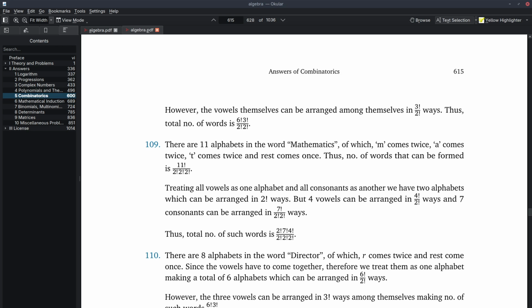Now treating all vowels as one alphabet and all consonants as another, we have 2 alphabets which can be arranged in 2 factorial ways. But the 4 vowels can be arranged in 4 factorial by 2 factorial ways, and the 7 consonants can be arranged in 7 factorial by 2 factorial multiplied by 2 factorial ways. So the total number of required words is 2 factorial multiplied by 7 factorial multiplied by 4 factorial over 2 factorial multiplied by 2 factorial multiplied by 2 factorial.